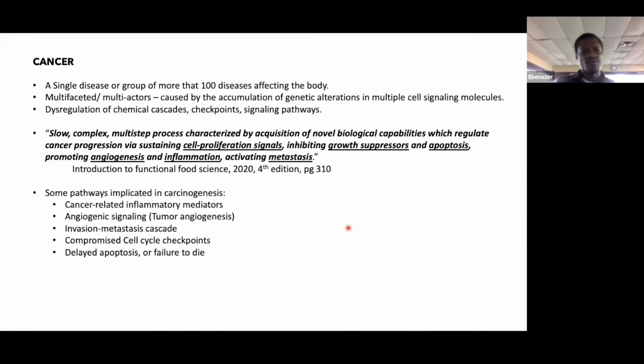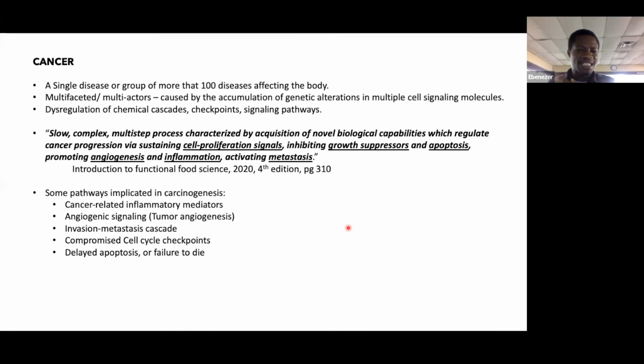Now, coming to cancer, we realize that cancer has now shifted from the previous definition of maybe a particular disease. No, it is now found out that cancer is a group of more than 100 diseases affecting the body. As we have found out in our introduction to functional food science course, that it is a slow and complex multi-step process characterized by acquisition of novel biological capabilities which regulate cancer progression via sustaining cell proliferation signals.